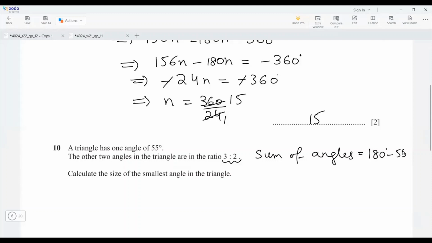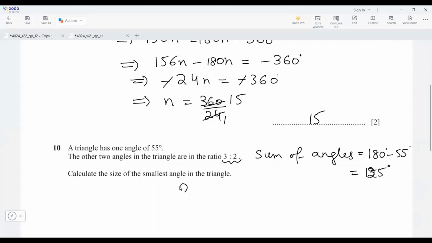180 minus 55 results in 125. Sorry, 125 is basically the sum of the angles having the ratio 3 to 2. They're saying that we have to find the size of the smallest angle. Which ratio is the smallest? 2 is the smallest ratio.